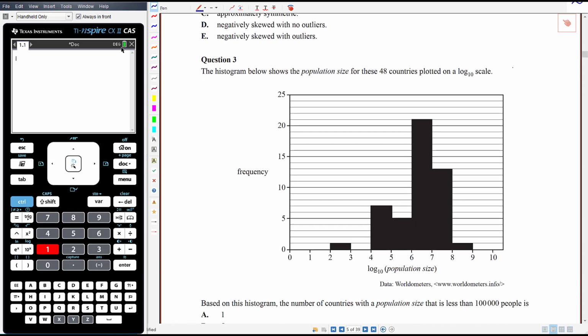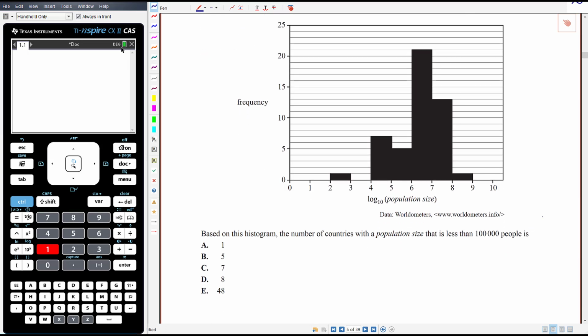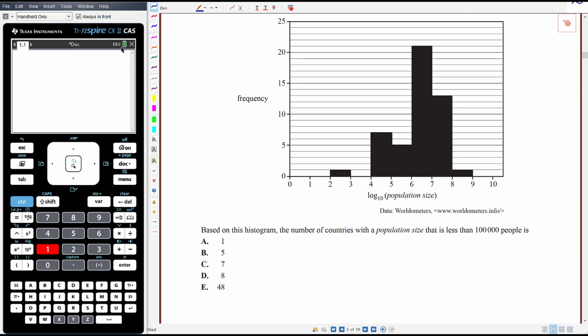Question 3. The histogram below shows the population size for these 48 countries plotted on a log 10 scale, as predicted earlier. So we've now got a log scale describing the population. Based on this histogram, the number of countries with a population size that is less than 100,000 people is.